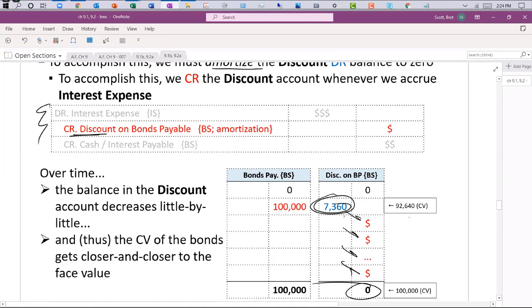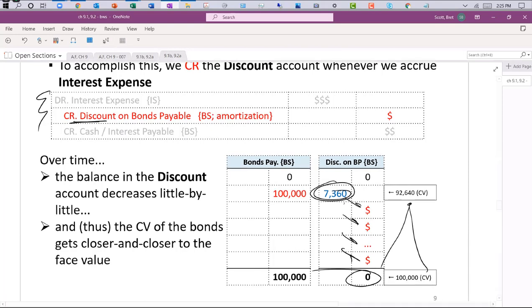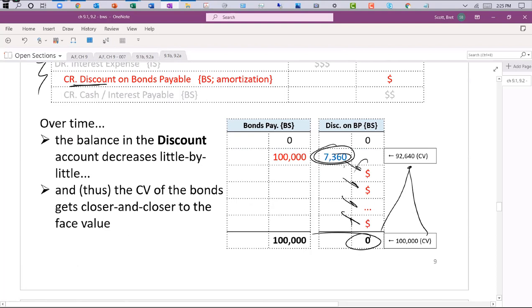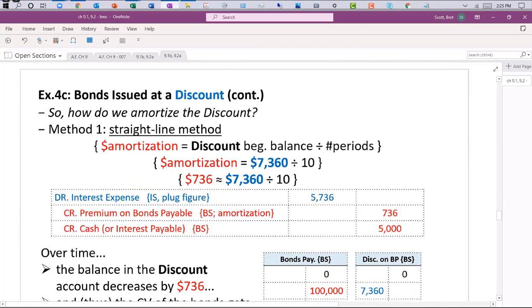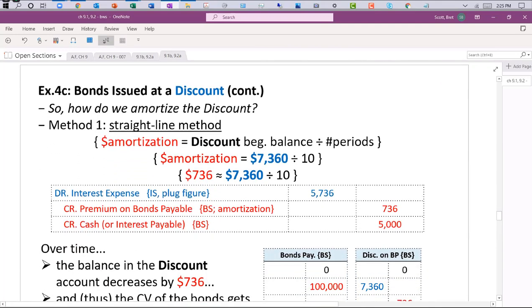So we're starting low, right? And we're going to get up to a bigger amount over time. 92,600. Slowly, the current carrying value will go up to 100,000 if we amortize things correctly. How do we do that? Same thing as we saw before with the premium. We're going to do it on a straight line basis. So down below, straight line method.